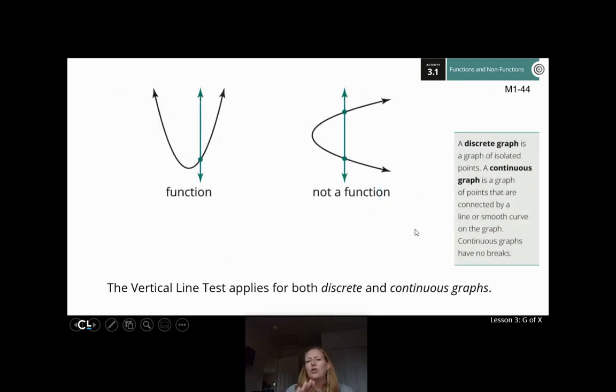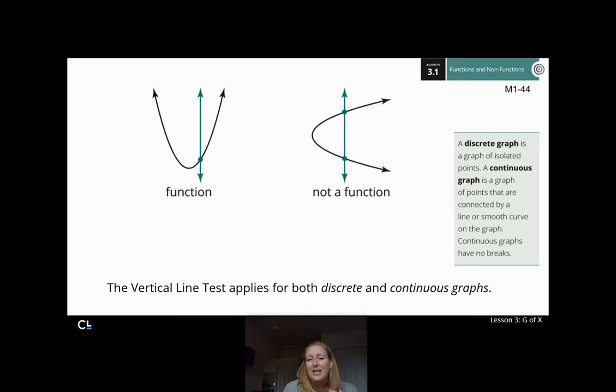Keep in mind that the vertical line test applies for both discrete and continuous graphs. And just to remind ourselves, a continuous graph is like those smooth lines or smooth curves, right? You can put your pencil down and follow it and never pick the pencil up. That's a continuous graph. I can put my pencil here and follow it, put my pencil here and follow it.